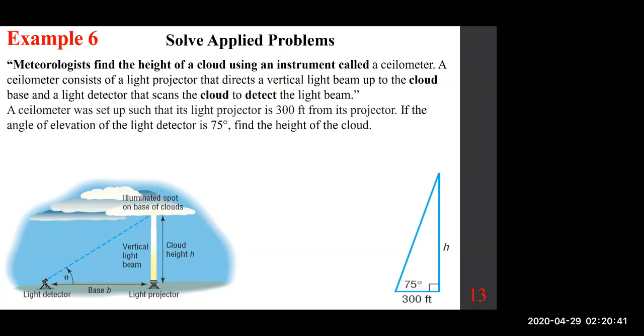So with that being the case, I hope everybody can see, based on the given information, the easiest trigonometric function to use would be tangent. Therefore, we use tangent. Theta is the opposite over the adjacent, or h over b. We replace the theta with 75 degrees.